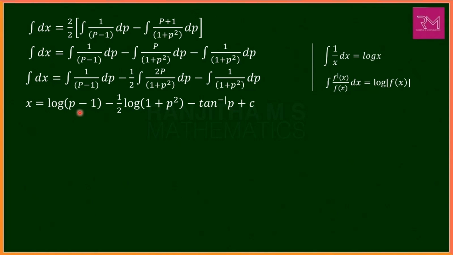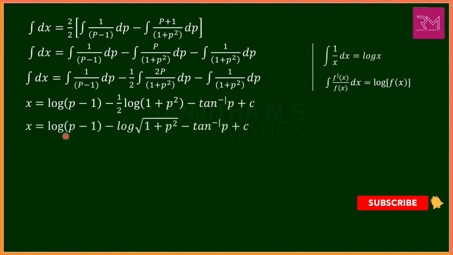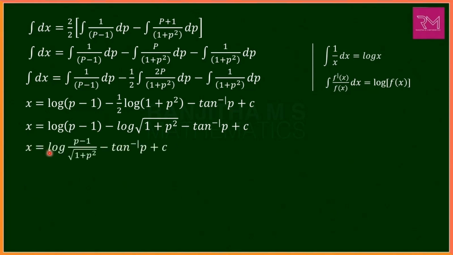Next step, this is log of p minus 1 minus, and this is of the form n log m, so we can take it as log m power n, that is log of 1 plus p square whole power 1 by 2. We can take it as log of root of 1 plus p square. So x is equal to log of p minus 1 minus log of root of 1 plus p square minus tan inverse p plus c. This is also of the form log m minus log n, so we can take it as log of m by n. That is, x is equal to log of p minus 1 by square root of 1 plus p square minus tan inverse p plus c.